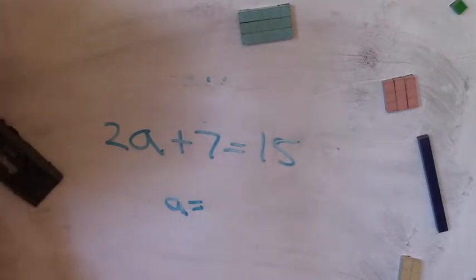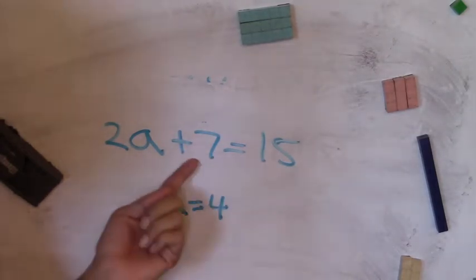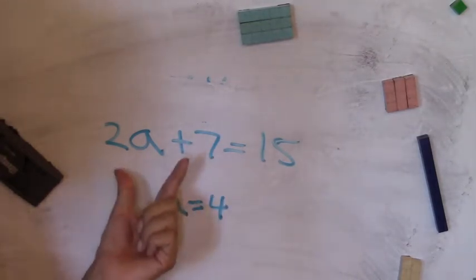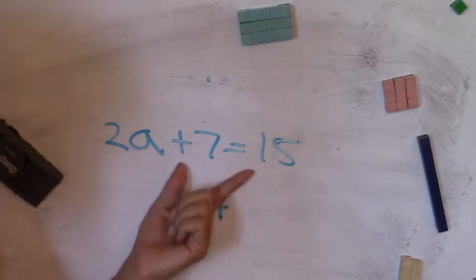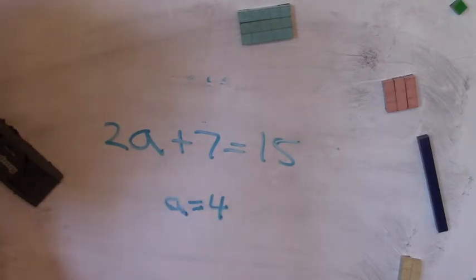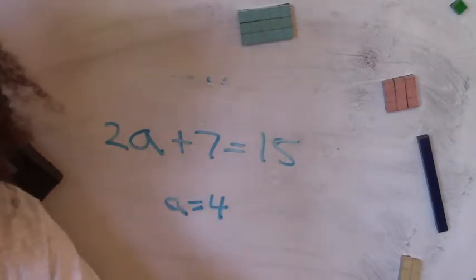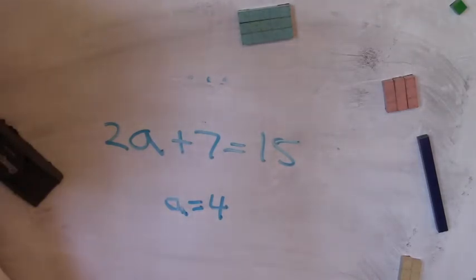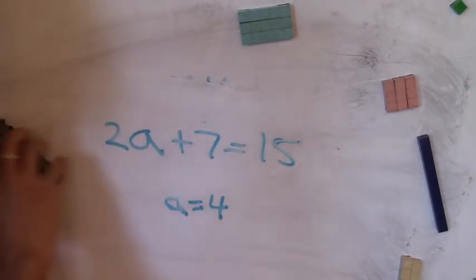So, the answer was, obviously, 4. Alright, so what did you do? Well, you just took 7 from both sides, and you figured out that 2a was the same thing as 8, and then that means 1a has to be 4. Alright, that's super easy. Not even using paper and pencil, not even using any blocks, just looking at it.